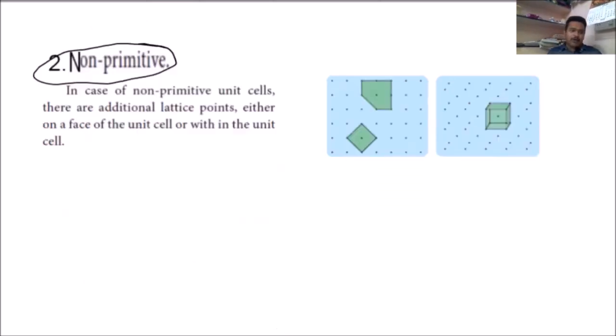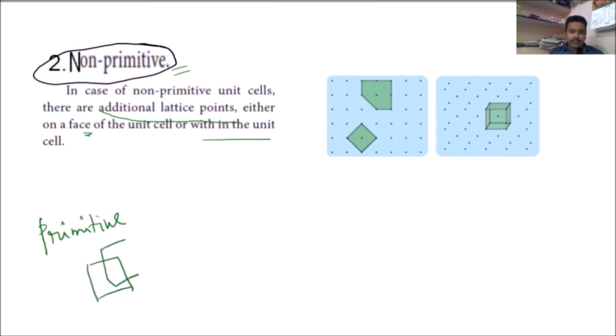And after that, what is non-primitive? Non-primitive means, in a non-primitive unit cell, there are additional lattice points either on the faces of the unit cell or within the unit cell. Non-primitive means whatever the primitive condition is, that will be there. What is the primitive condition? In that particular unit cell, this is one unit cell cube, and all the corners are occupied. This is a primitive unit cell.